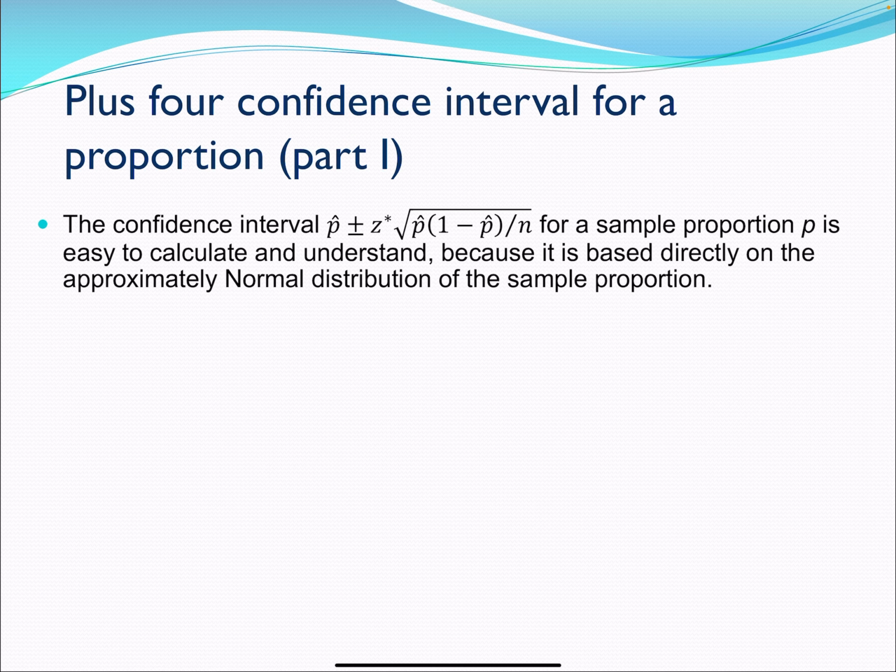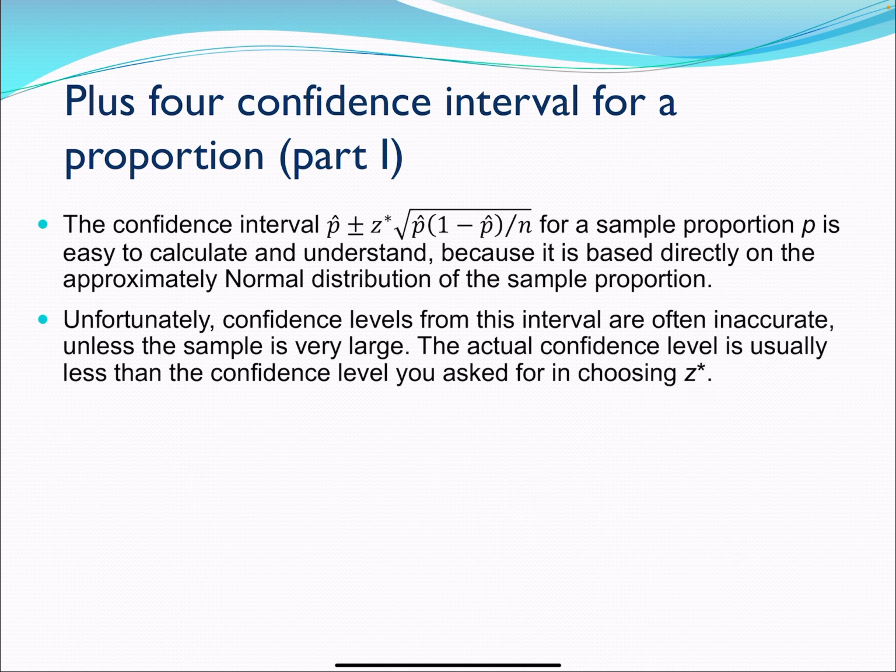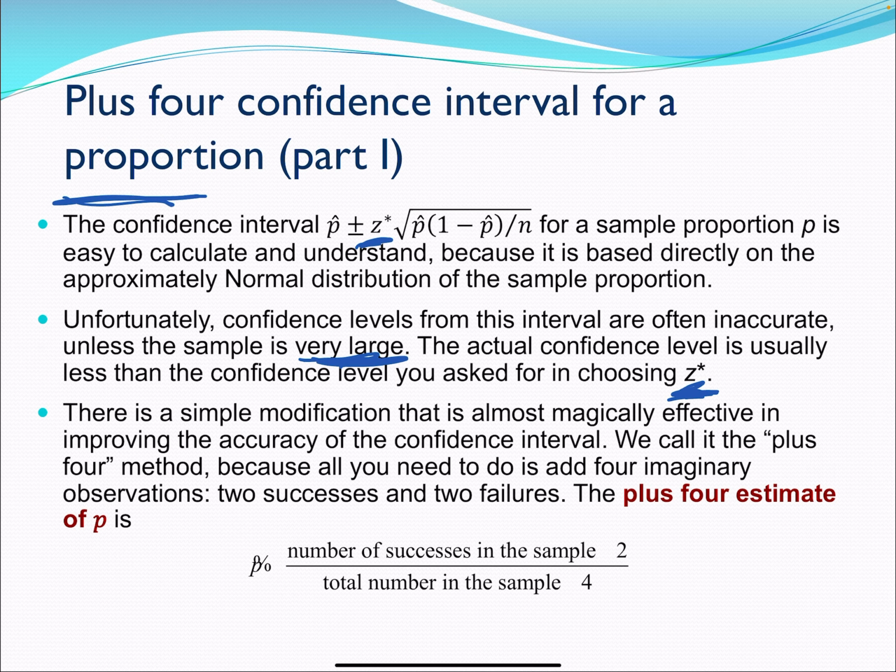The confidence interval p hat plus or minus z critical times the square root of p hat times 1 minus p hat divided by n for a sample proportion p is easy to calculate and understand because it's based directly on the approximate normal distribution, which is really nice. But unfortunately, confidence levels from this interval are often inaccurate for proportions unless our sample's very large. So the actual confidence level is usually less than the confidence level you asked for in choosing your z critical, because we choose our z critical based on what confidence interval we want. But there is a simple modification that improves the accuracy of our confidence interval.